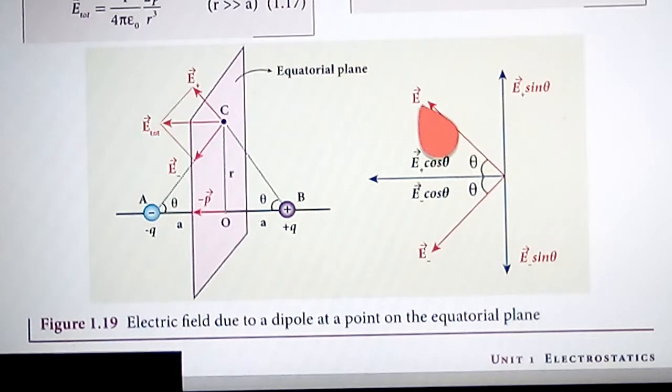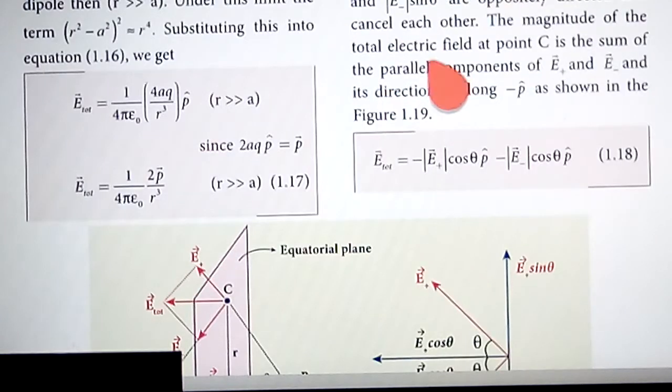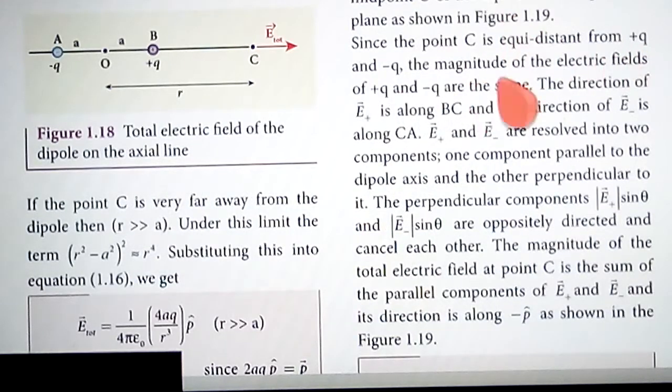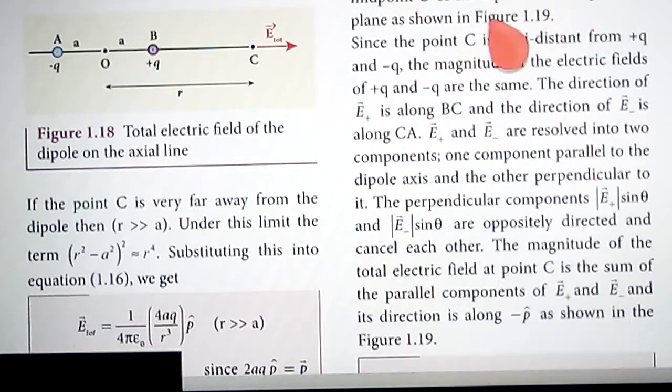Okay, now we will consider this point as C, which is equidistant from the charges plus q and minus q, and the point C is situated on the equatorial plane. Then the magnitude of the electric fields of plus q and minus q will be the same, and the direction of E plus is along BC and the direction of E minus is along CA.